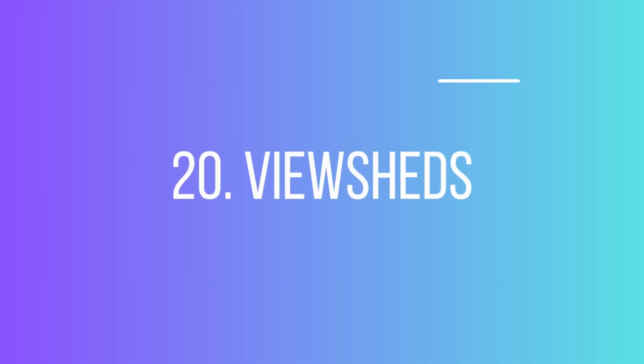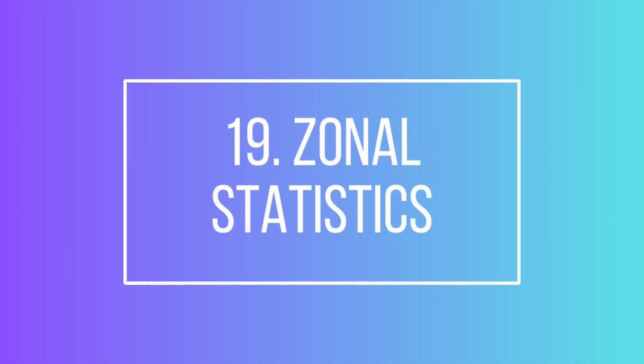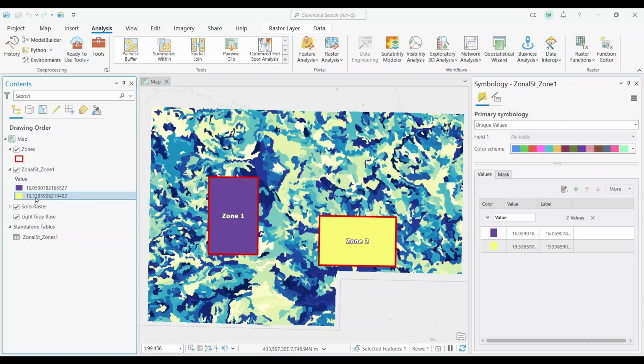Starting with number 20, we have viewsheds. Viewsheds give you a detailed picture of what can be seen from a particular point. This includes everything from buildings to bridges and other landmarks. Urban planners, developers, and landscape architects use them to assess the visual impact of development proposals or analyze the scenic qualities of an area.